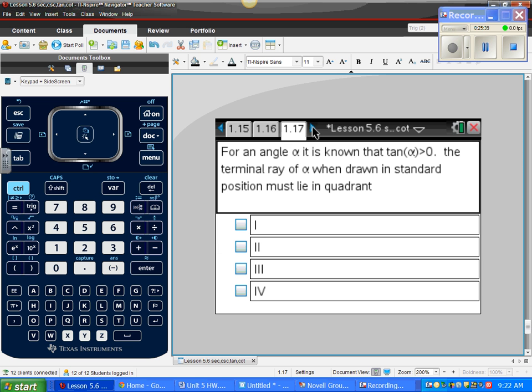For any angle alpha, it is known that tangent of alpha is greater than 0. What's greater than 0 mean? Greater than 0 means what? Positive. Greater than 0 means positive. What's less than 0 mean? Negative. Okay. So I know for the angle, tangent is going to be greater than 0, which means it's going to be positive. The terminal ray of the angle must fall in what quadrant? So in order for tangent to be positive, where does the angle have to be in what quadrants? 1 or 3. Tangent, third quadrant. Okay.